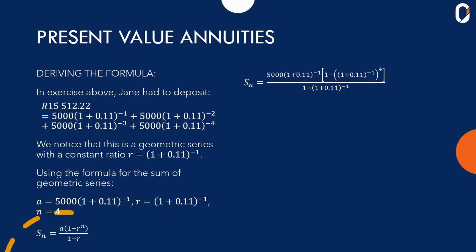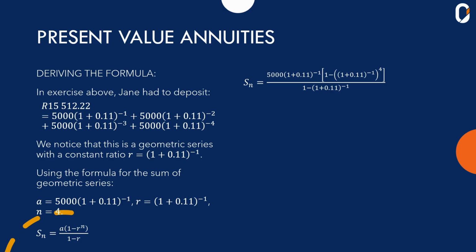Now, substituting in everything I know, I will have Sn is equal to 5000(1 + 0.11)^-1, all multiplied by [1 - ((1 + 0.11)^-1)^4], all divided by 1 - (1 + 0.11)^-1. Now, before we punch that into our calculator, let's simplify it a little bit further so that it becomes simpler to punch into our calculator, and hence it will help us derive the general formula a little bit better.